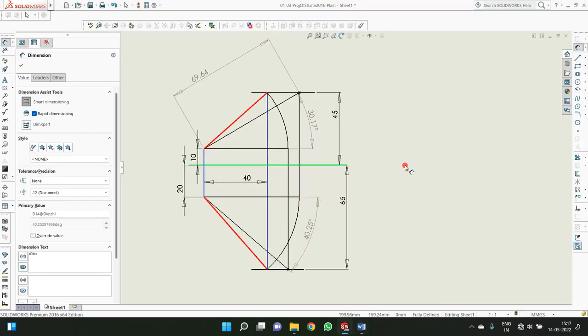So like this, by using a SolidWorks drawing file, or a drawing file in any of the parametric modeling softwares other than SolidWorks also, you can not only solve the problems, after that you can change the values and find the solution for different sets of problems under the projection of straight lines. So I hope in this video I solved 8 problems in quick succession.